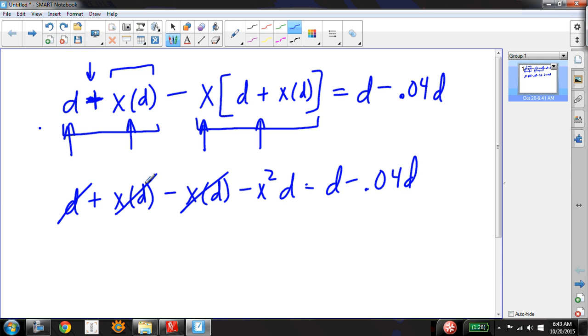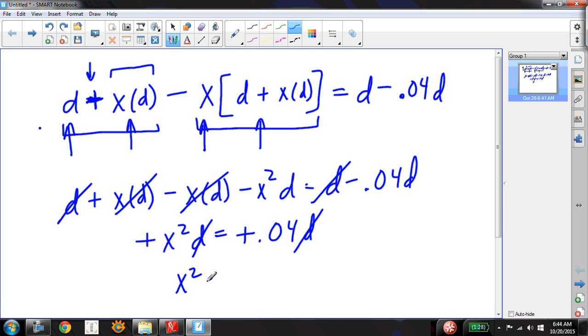I can cancel out this D with this D, and now I'm left with negative X squared D equals negative 0.04D, and now I can cancel out these two D's by dividing through. So I'm left with X squared, make these two positive, equals 0.04, and then take the square root of both sides. X is equal to 0.2. The question is asking for this in percentages, so this is 20%. So the answer is 20%.